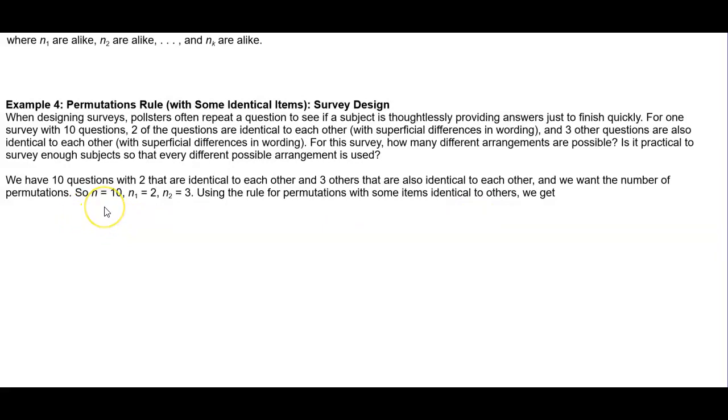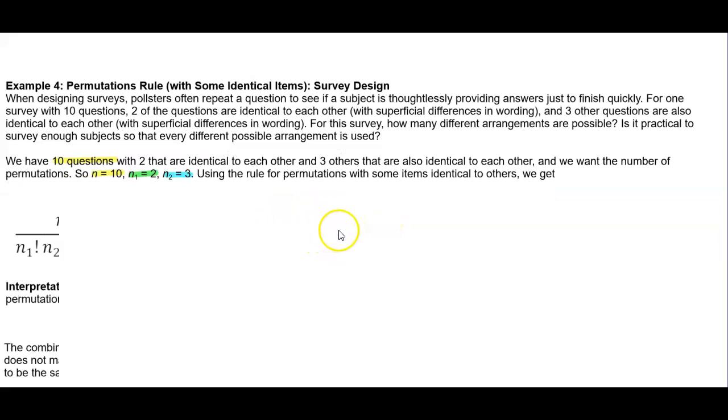Now we know that n is 10 questions. We know that n subscript 1 is 2, and we know n subscript 2 is 3. So we're going to use the rule for permutations with some identical items to others. And so we're going to get the following. First we know that n is going to be 10, n1 is going to be 2, and n2 is going to be 3.